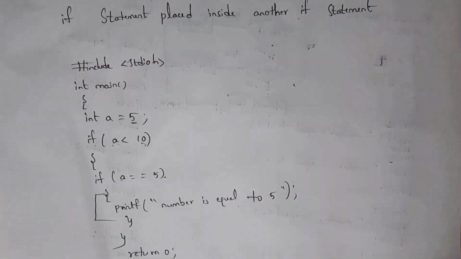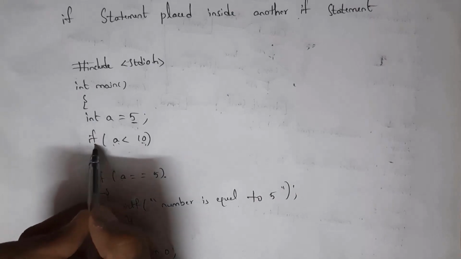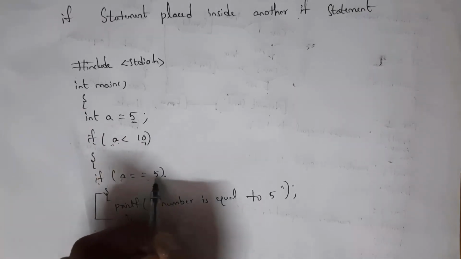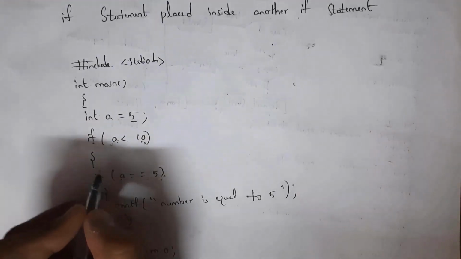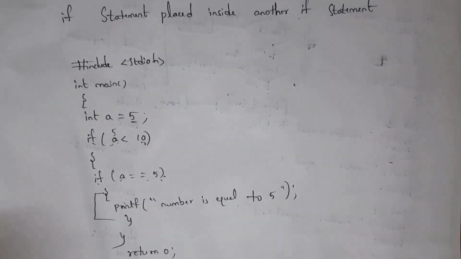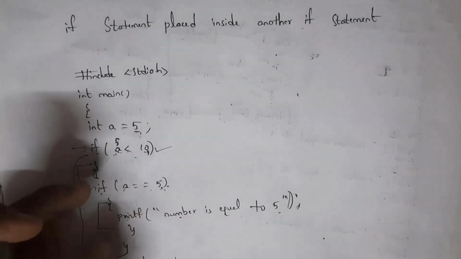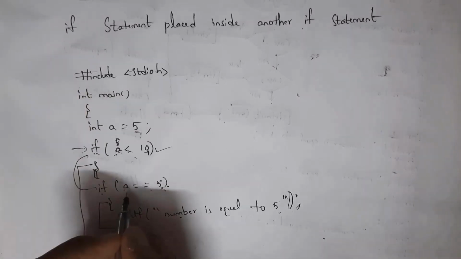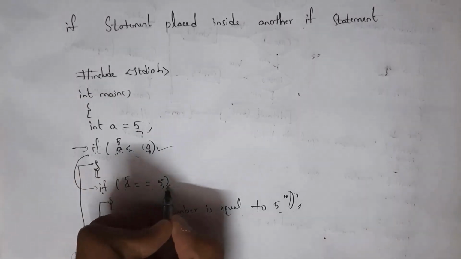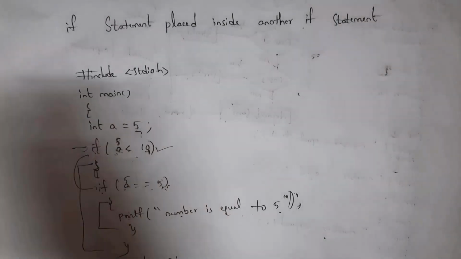Here I am using two if statements. At first I written if a value is less than 10. Inside this I am giving another condition, that is if a value is equal to 5. So at first a value is placed here, 5. 5 is less than 10. This condition is satisfied. So again it will compare another if condition, that is a is equal to 5. Value of a is 5. 5 is equal to 5. This condition is true. So I will get output as number is equal to 5.